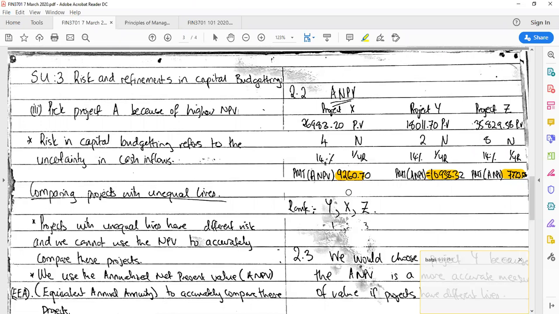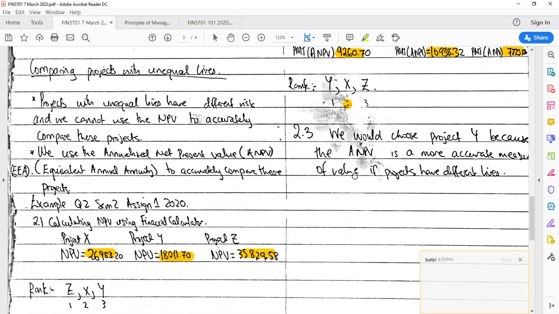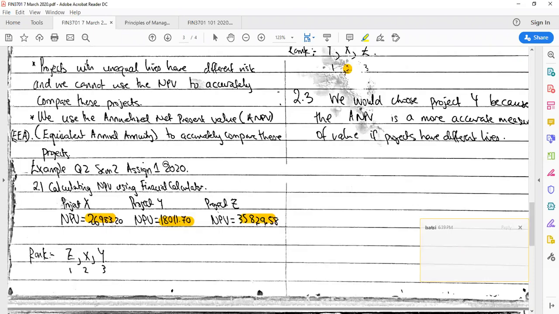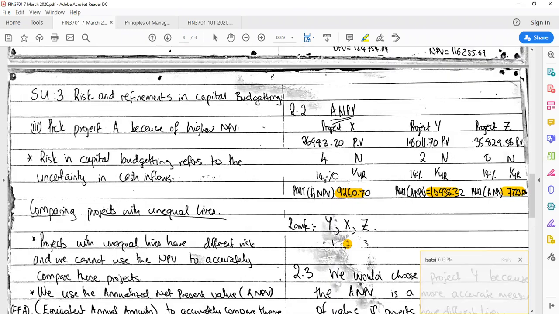Okay, so we can also rank these in order, and we see that Project Y has the highest annualized net present value, followed by Project X, and lastly Project Z. So this is what we were trying to illustrate. These projects have different lives. If you calculate them based on the NPV, we are getting Project Z having the highest NPV, right? So we would pick Project Z based on the NPV. But if you calculate them based on the annualized net present value, we get Project Y having the highest annualized net present value.